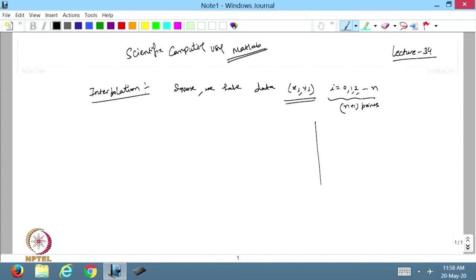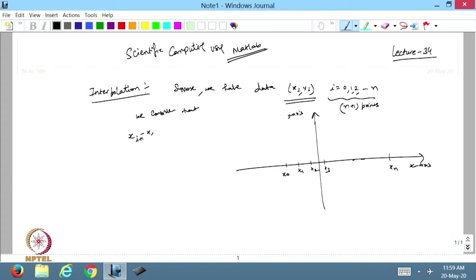So if I want to plot this data, let's plot this one. This is the x axis and this is the y axis. Suppose I start with plotting the points. This is my x 0, this is my x 1, this is x 2, this is x 3, and in the last I have x n. Now in this case we consider that the difference x i plus 1 minus x i is constant. So I can say that the x coordinates are equispaced. It means that this difference is h, this difference is h. So all the points given to me are equispaced.